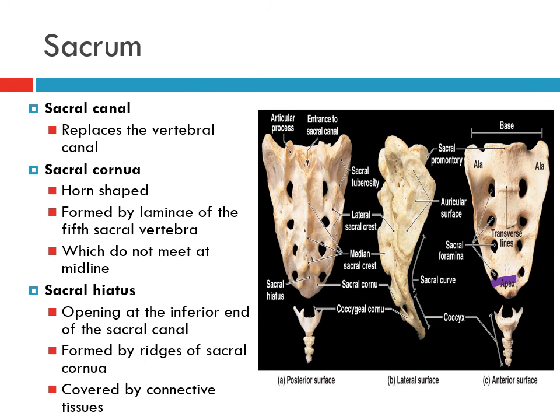The sacral cornua are horn-shaped regions that are formed by the lamina of the 5th sacral segment that do not meet in the midline. So the sacral cornua are down here, one on either side, and in between them is the sacral hiatus. So that is the opening at the inferior end of the sacral canal.